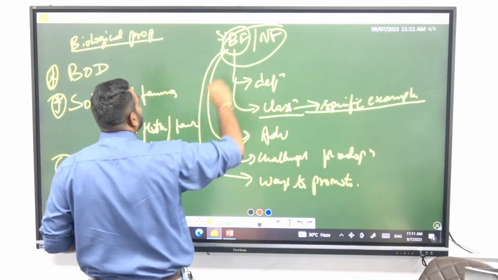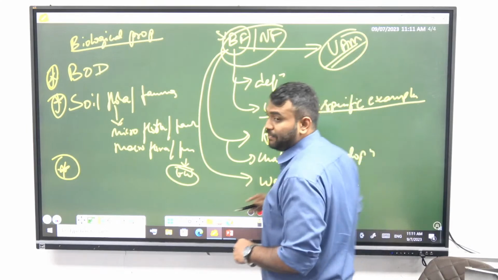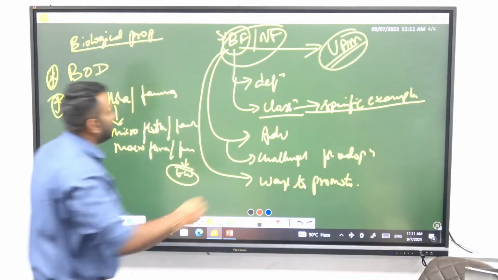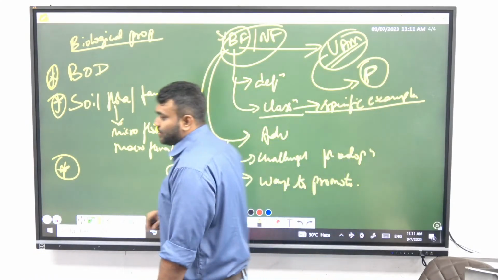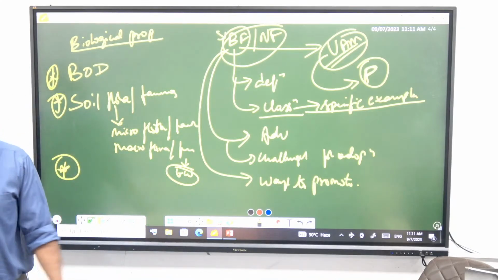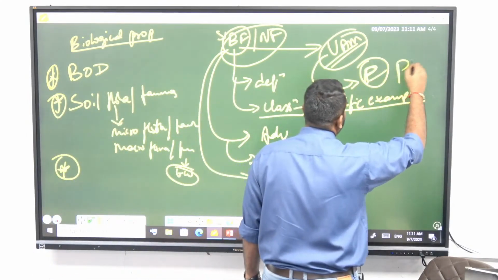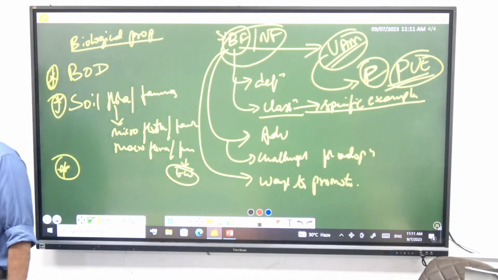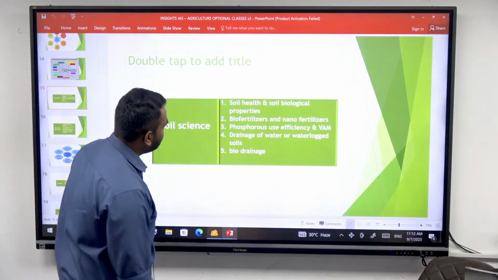But my guess is this year under this topic they can ask about VAM. What is VAM? Vesicular arbuscular mycorrhizae. It is important for phosphorus. Phosphorus is not that mobile in the soil, so it has to be first converted into the available form. For that, VAM is important. Plus PUE, that is phosphorus use efficiency. What are the ways in which we can increase phosphorus use efficiency? This is the potential area for this year's mains. Definitely phosphorus use efficiency and VAM are potential questions.